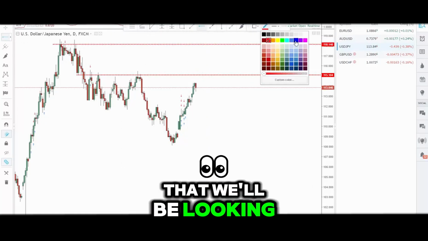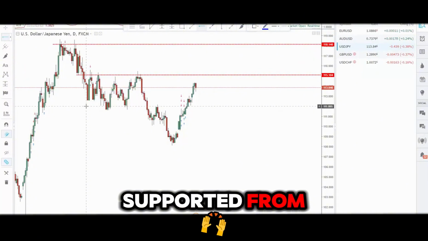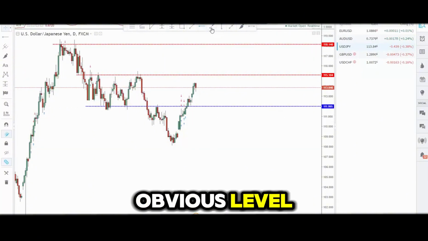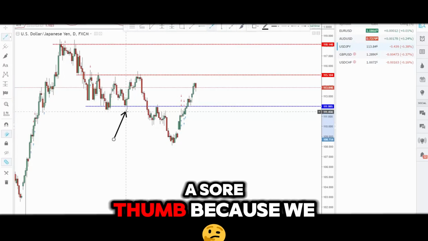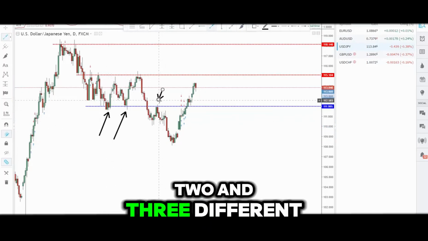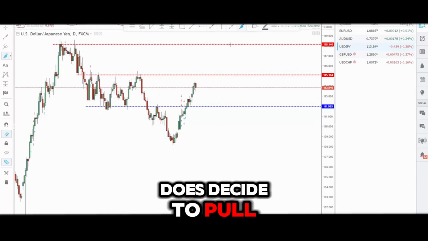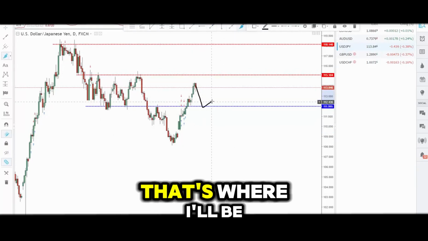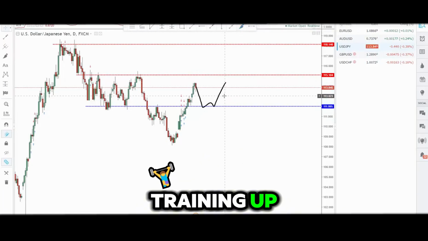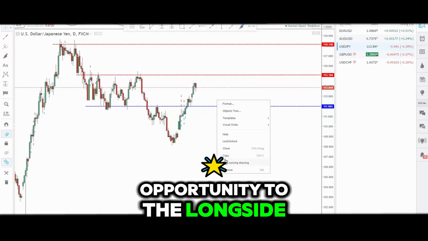And now we have to talk about support. Where are the levels that we'll be looking for the market to be supported from? This level here is an obvious level. In my opinion, it sticks out like a sore thumb because we have 1, 2, and 3 different touches of that same zone. So if the market does decide to pull back into that area, that's where I'll be looking for some type of trading opportunity to the long side.